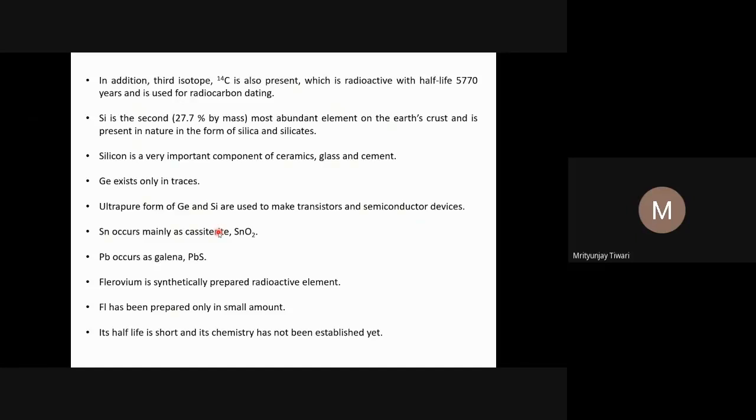Flerovium is a synthetically prepared radioactive element. It has been prepared only in small amounts in the laboratory; it is an artificial element. Its half-life is short, and even the most stable isotope of flerovium has a very short half-life, and because of that its chemistry has not been established yet. Chemistry means its reactions, its physical and chemical properties, which have not yet been determined.